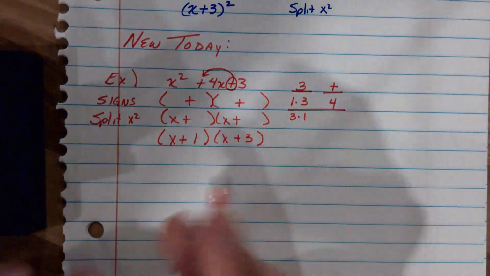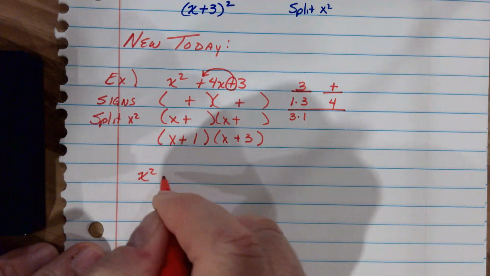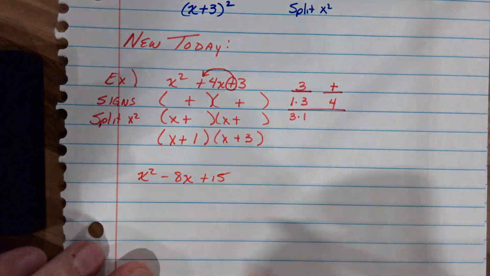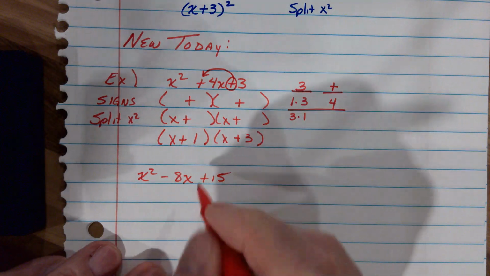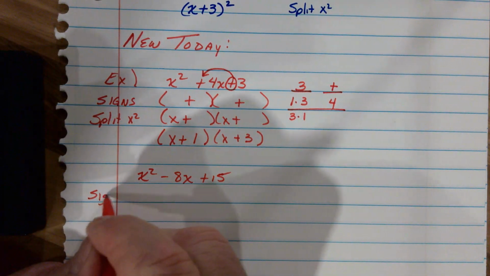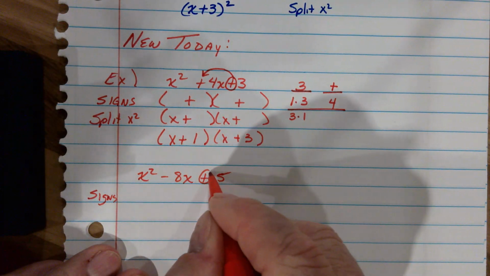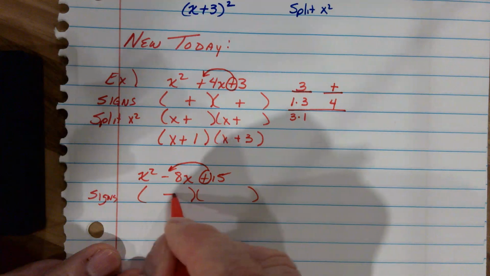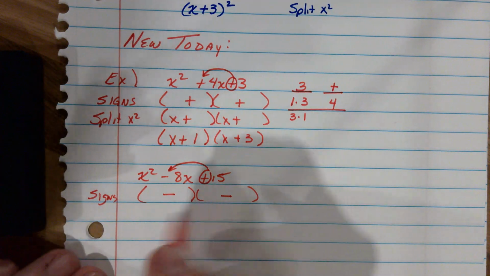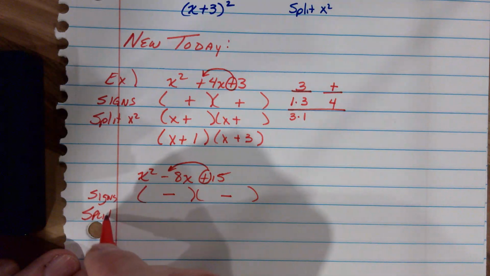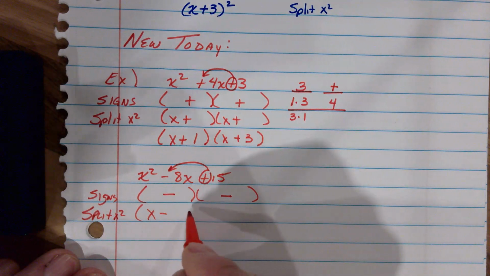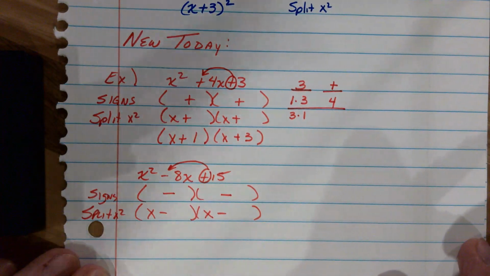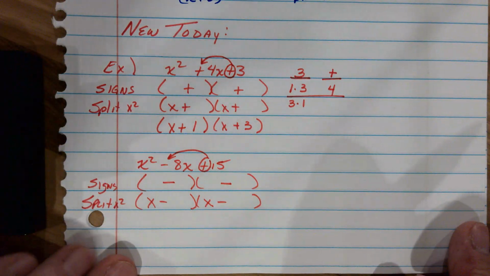So a second example is going to be x squared minus 8x plus 15. Same thing as before. I'm going to find my signs. This is a green light. I go on to the middle. It tells me the sign both places. Minus, minus. I'm going to split x squared. And again, I'm doing this as an example, not how you would do your homework. I'll show you in a minute how to do your homework.